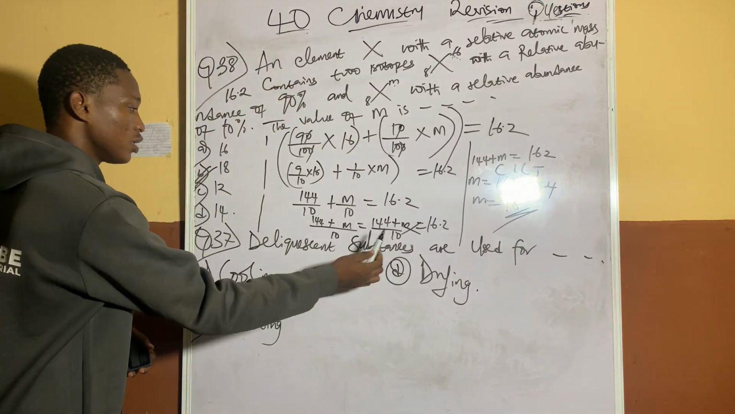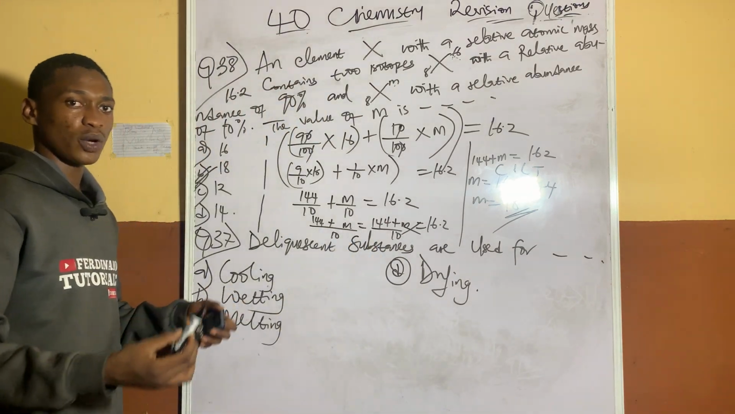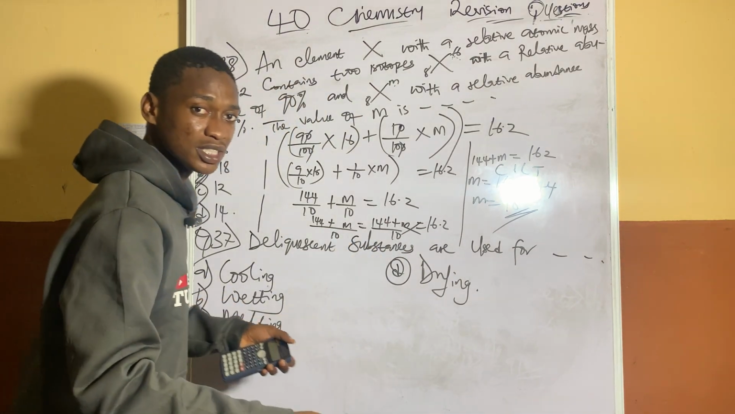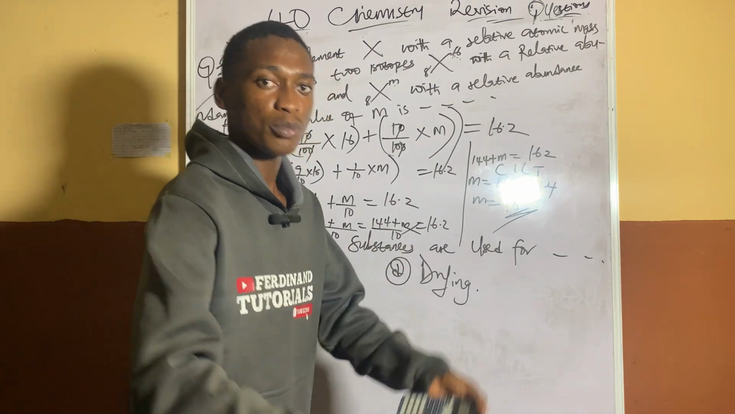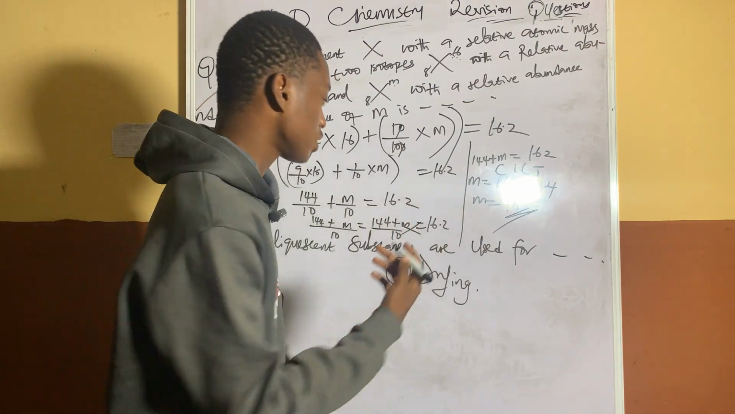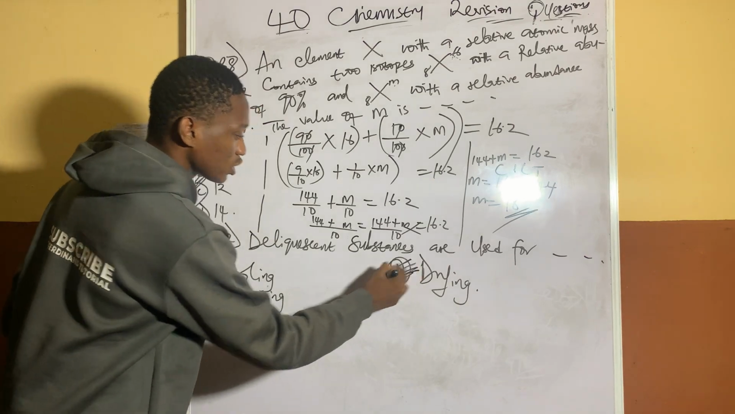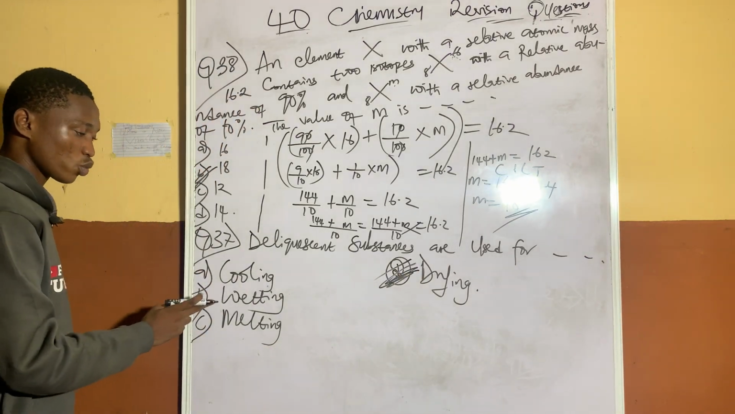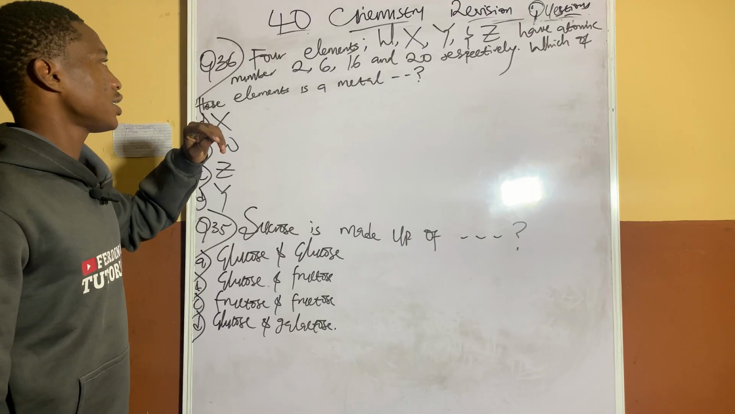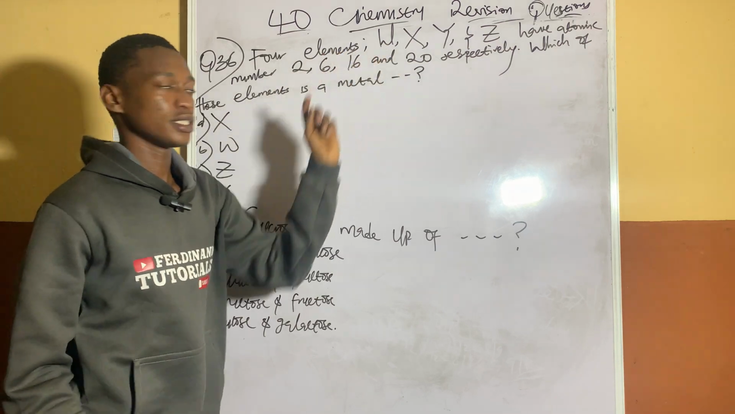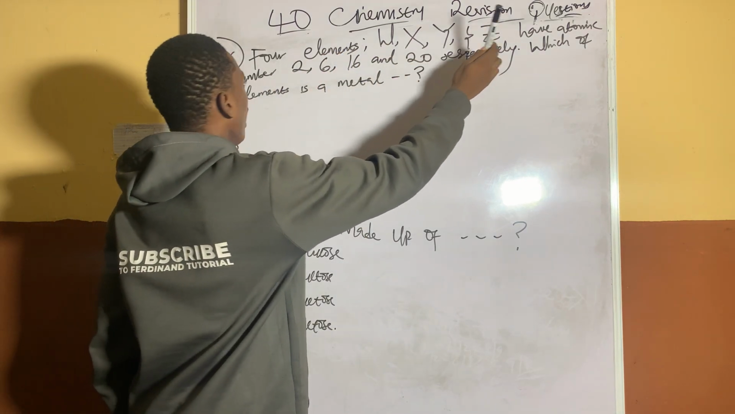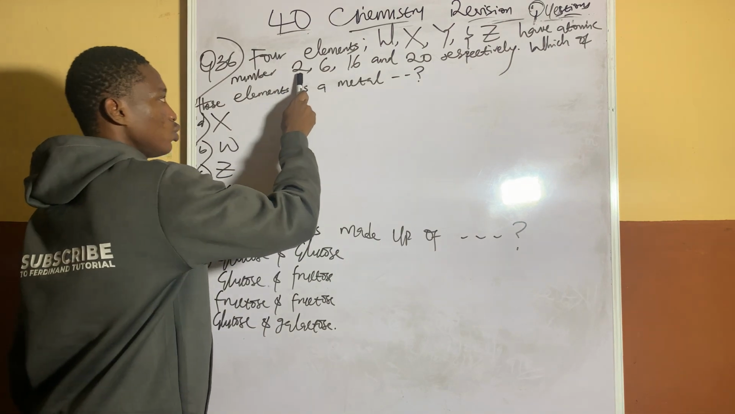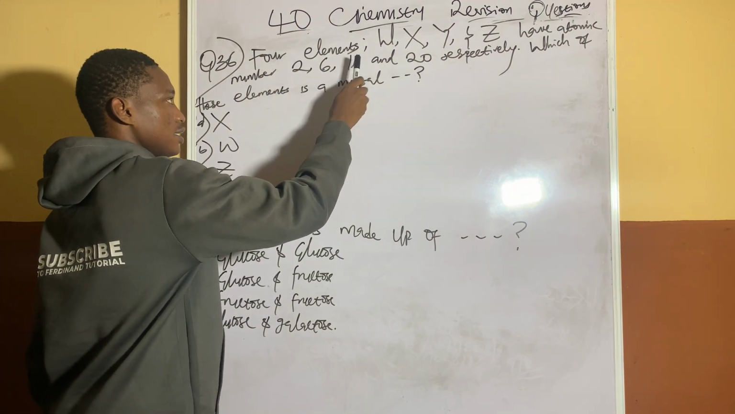So when we're talking about the deliquescent substances, since they absorb water when exposed to the atmosphere, that means they can be used to dry substances. Are we there now? Because when we're talking about drying, you absorb water, you remove the water. So the deliquescent substance can also be used as what? As drying, not cooling, not wetting, not what? Melting.